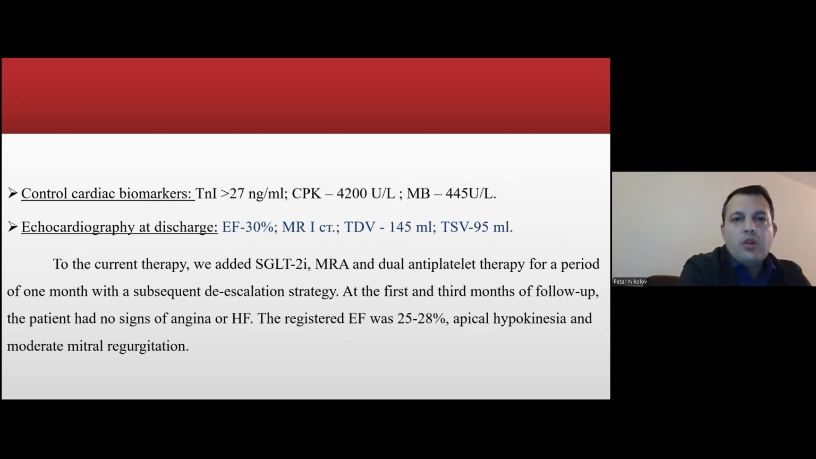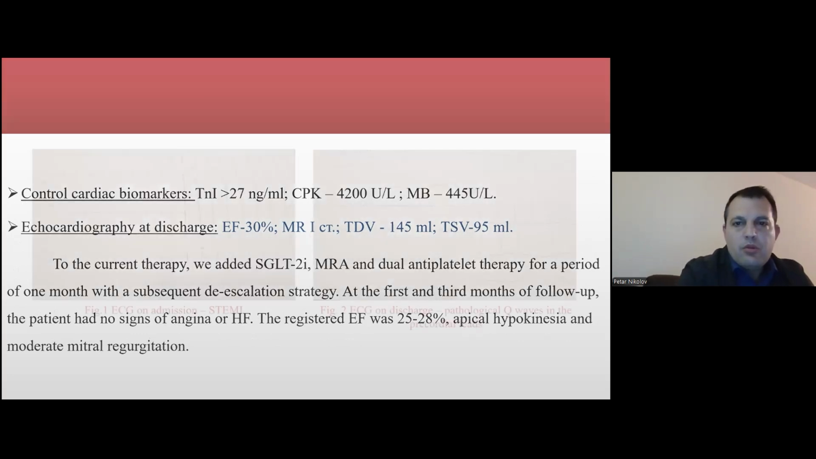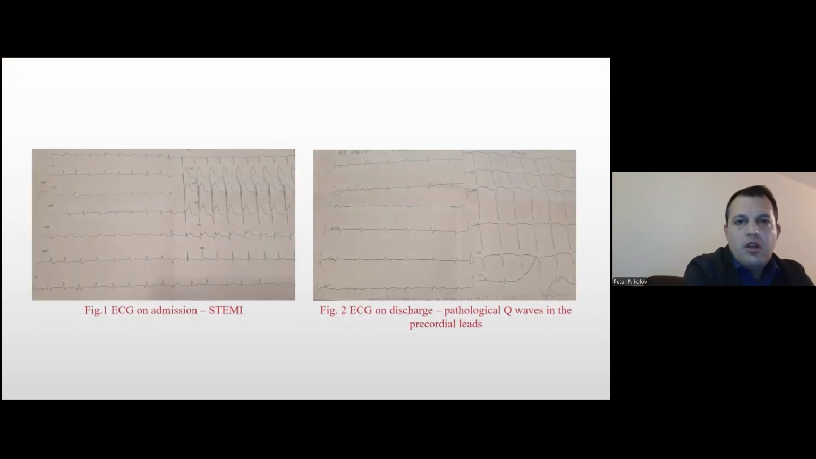From the control cardiac biomarkers, you see the troponin levels reach peak levels in our laboratory, more than 27 nanograms per milliliter. And also there was elevation in the other markers. From the echocardiography at discharge, the ejection fraction was 30. I'll show you also the ECG. You see definitely there was a ST elevation, and after that reduction of the ST elevation after the procedure with pathological Q waves. Of course, almost the whole wall of the left ventricle was involved.